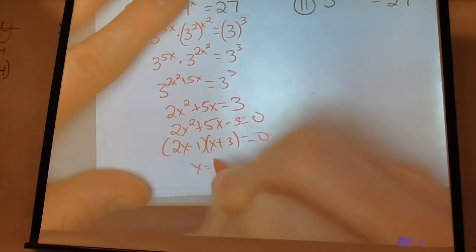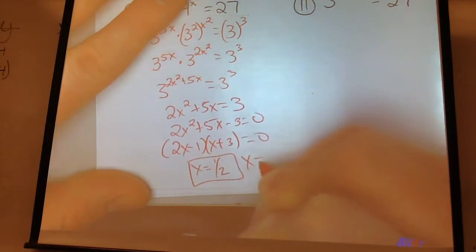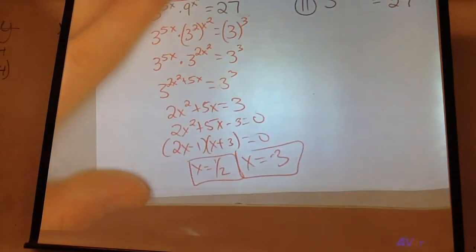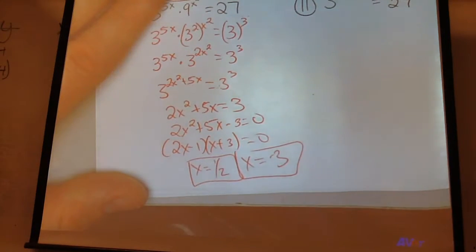So x equals a half, and x equals negative 3. Yeah? Yeah. Great success.